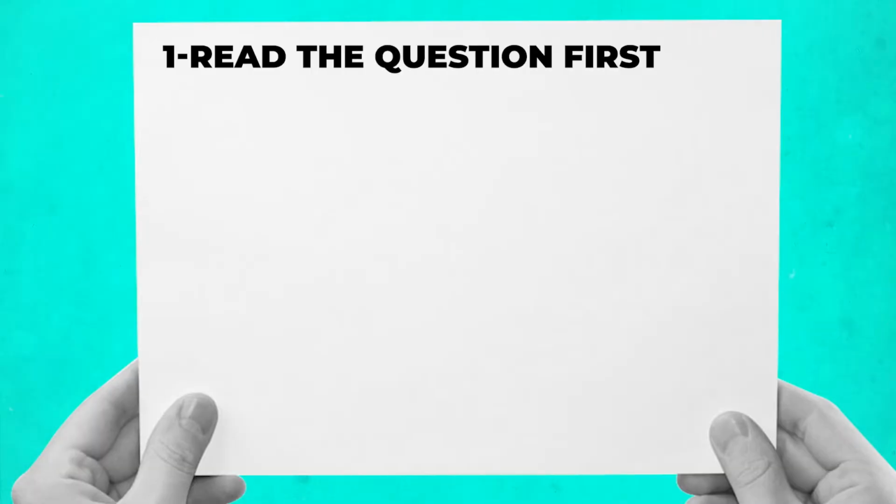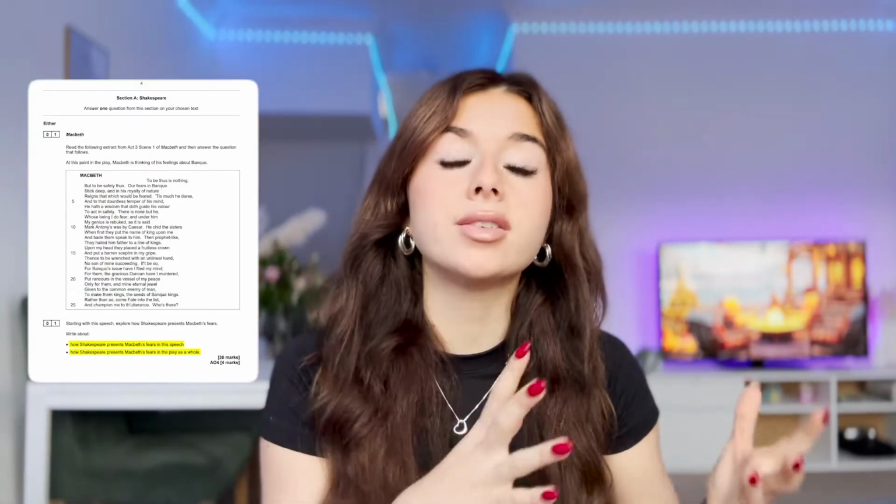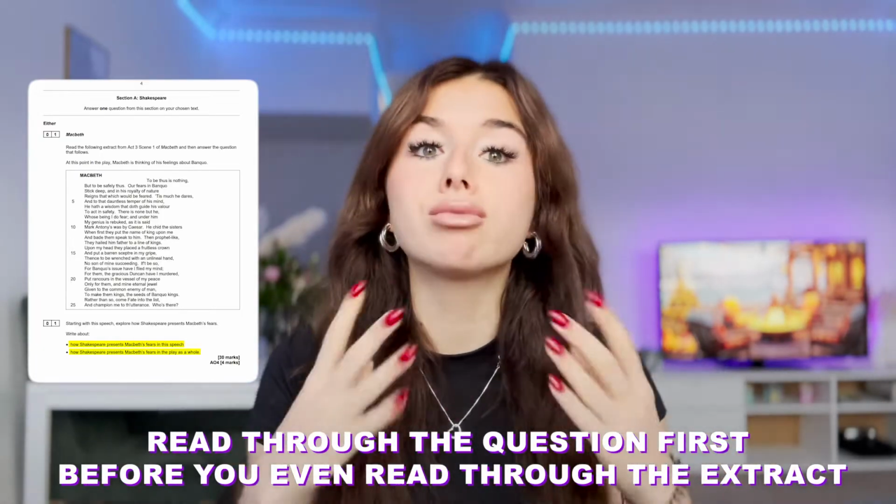So number 1, it's a pretty obvious step. You want to read the question first. For example, the June 2022 question was talking about Macbeth's fears. So what I would do is actually read through the question first, before you even read through the extract, so you know exactly what you're looking for. Most students will go straight to reading the extract, but make sure you read the question first, and then you'll be able to spot what you're wanting to look for.